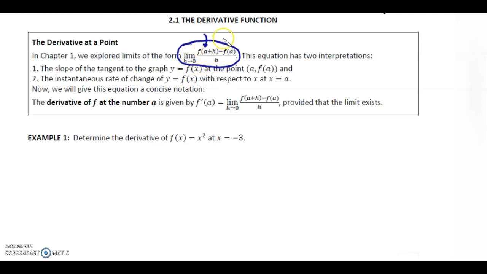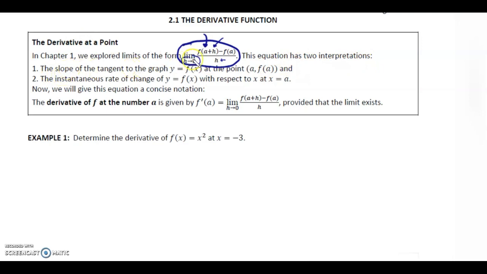And again, h is arbitrarily small, and that's why we're saying it approaches 0, minus f at a all over h, and h being the difference between the x's. So this is like the slope formula, but as our gap between a and a plus h becomes smaller and smaller and smaller. So this equation has two interpretations.